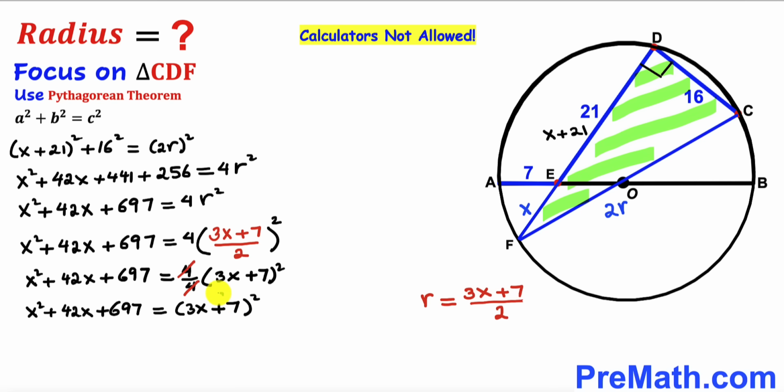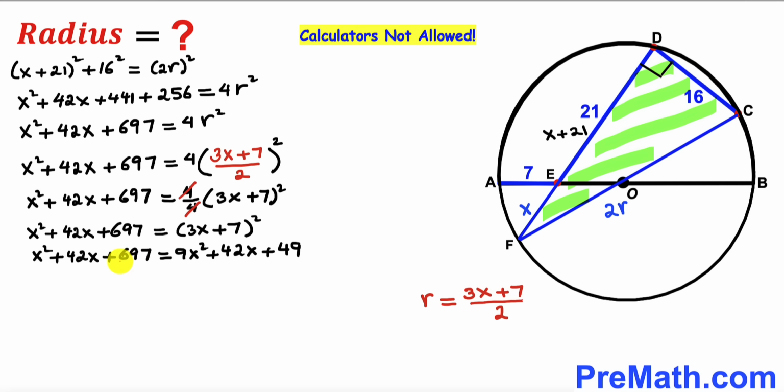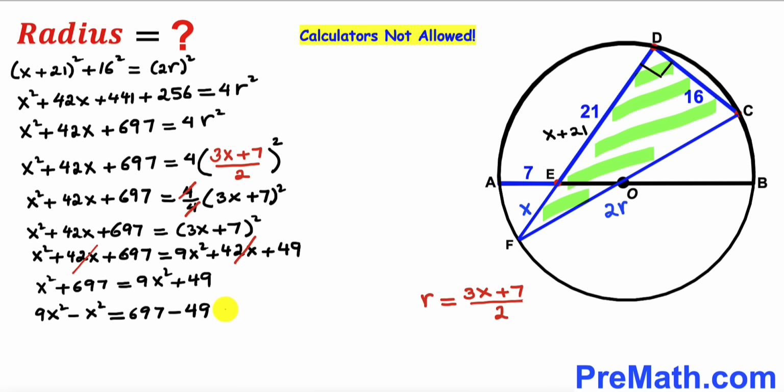And now in this next step, I'm going to take square of this binomial on the right hand side. So therefore we can write x square plus 42x plus 697 equals to 9 times x square plus 42 times x plus 49. And now we can see this 42x and 42x, they are gone from both sides. And now I'm going to move this x square to the other side, and at the very same time I'm going to move this 49 in the opposite direction, as you can see in this next step.